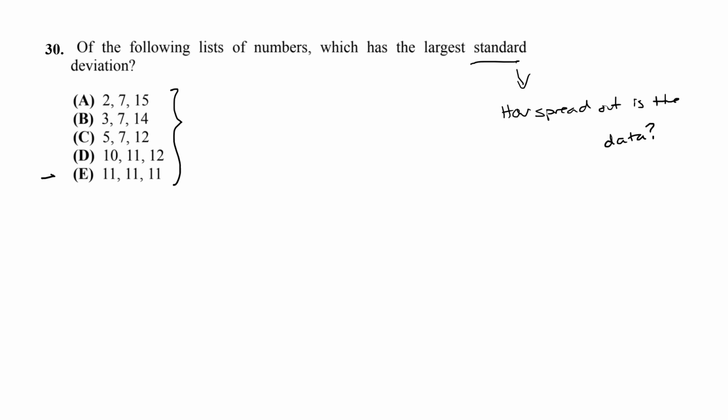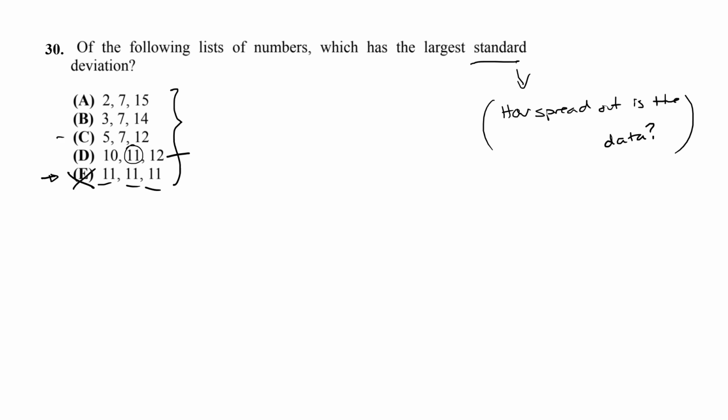I'm going to start down here because this is really interesting. 11, 11, 11. Using this how-spread-out definition, that is not spread out at all. All three numbers in our data set are the same, so that has 0 standard deviation. We don't like that as an answer. Let's look here. The mean will be 11, right in the middle, and it's 10, 11, 12. They're just numbers next to each other, all 1 away from each other. We could keep that there for a second.